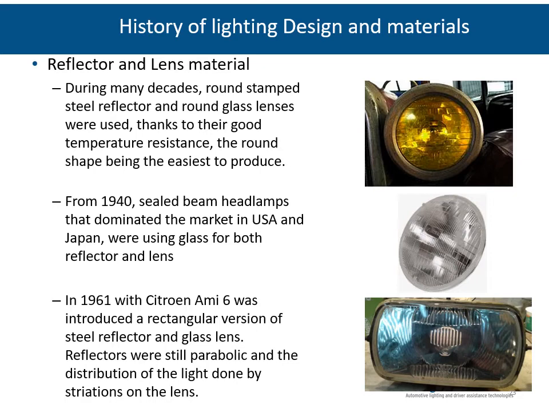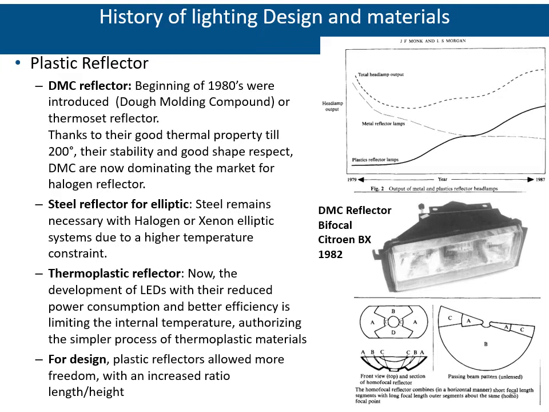style, there was an evolution towards a rectangular shape, with the introduction, for instance, by Citroën of the ME6, with still some striation of the lens for the distribution of light. But with steel, we still had an important limitation concerning the style, and so the target was to enlarge these possibilities by introducing plastic reflectors. The beginning of plastic reflectors in lamps was in the beginning of the 80s with the introduction of DMC, or dough molding compound, or thermoset reflectors.